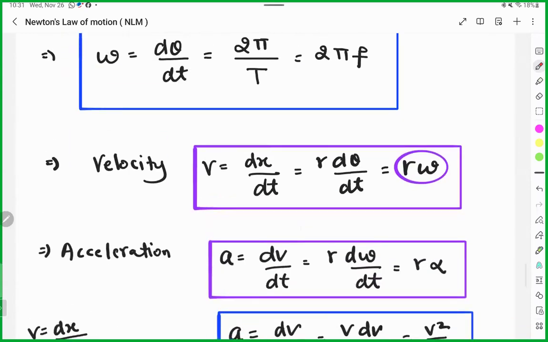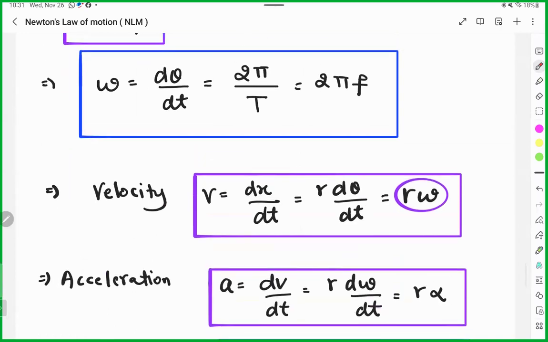Now look at this. You have seen omega is equal to d theta by dt. If you take one round, one revolution, what will be the d theta covered? 2 pi, correct? In one complete circle, you complete angle 2 pi. And how much time is taken in one round? Capital T. So omega will be 2 pi by T. It will also be equal to 2 pi times 1 by T, and 1 by T is equal to frequency. This is how you can calculate for one round.